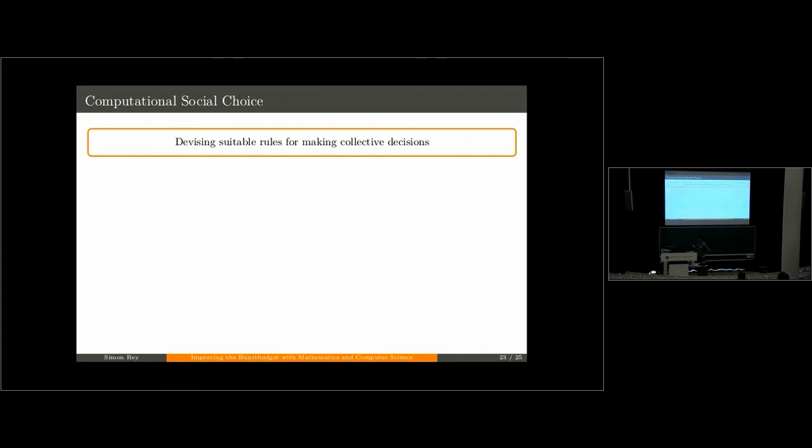It's the study of finding suitable rules for collective decision problems. So whenever you have some decisions to make where a set of agents, a set of voters, a set of citizens is asked to give their opinion, that's basically the kind of problems we will be looking at.